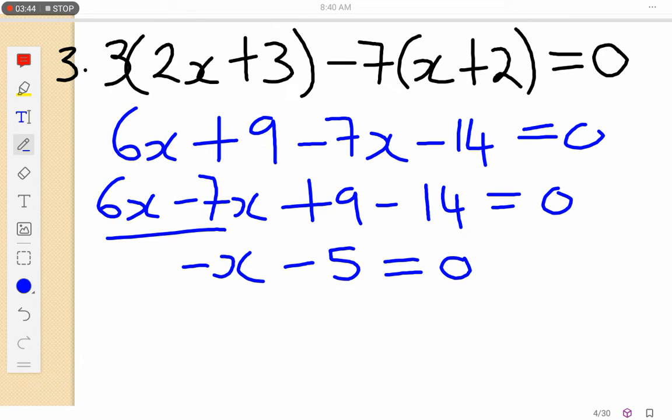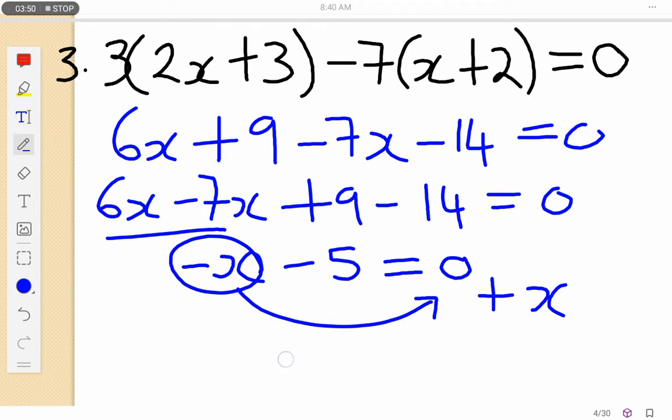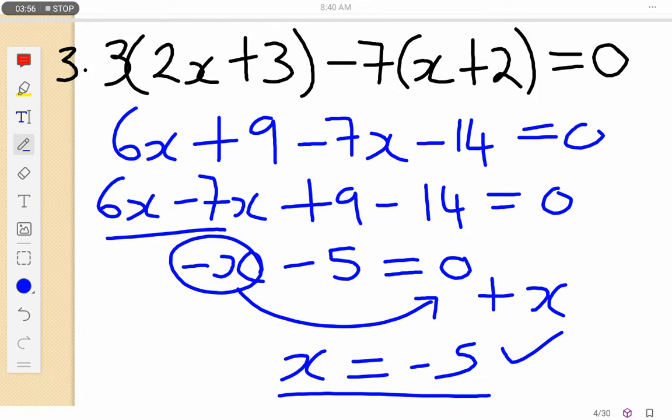Since I want to find the value of x, I can take this to this side so that it becomes plus x. So when I do that, I'll have my x is minus 5. So our x value is equal to minus 5. Let's go on to the next question, number 4.